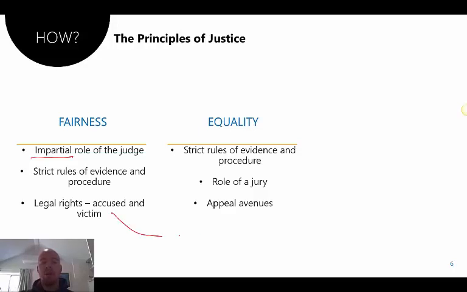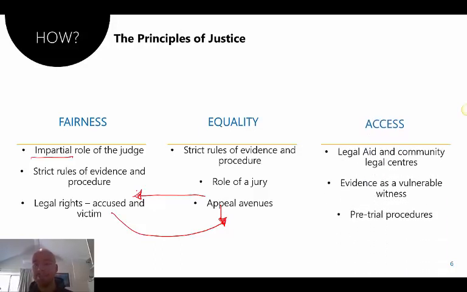Equality, you could take those legal rights of an accused and victim over there as well, because it means that each accused person and each victim is treated the same. Strict rules of evidence and procedure are applied equally to both parties. There is a jury for all indictable offences, which you have to have, which means all accused people are treated equally. And appeal avenues could definitely work over here as well. If you feel like the result of your trial is a result of being treated without equality or without fairness, there are appeal avenues that you can take.